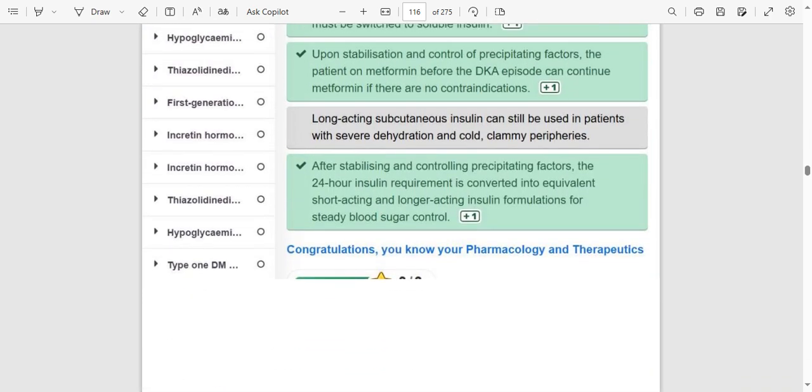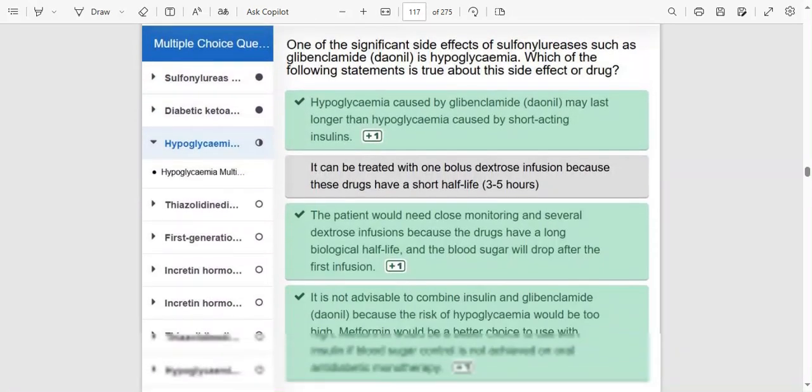After stabilization and controlling precipitating factors, the 24-hour insulin requirement is converted into equivalent short-acting and long-acting insulin formulation for steady blood sugar. That's true.